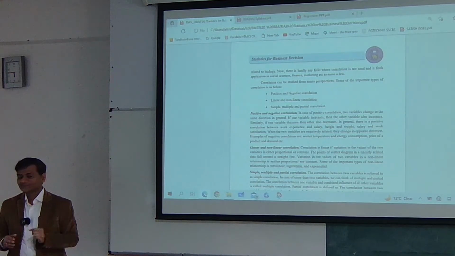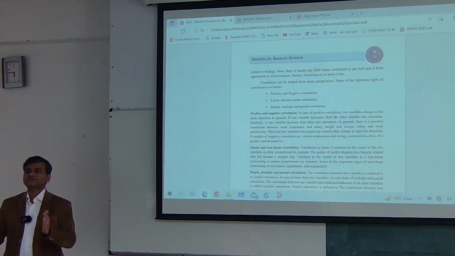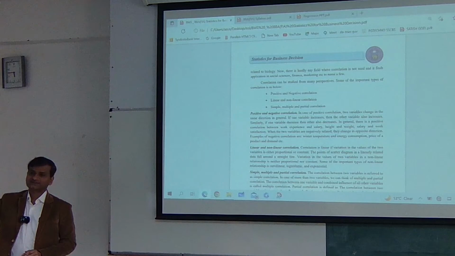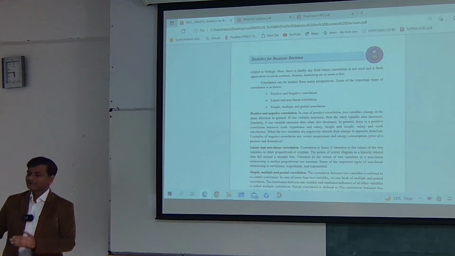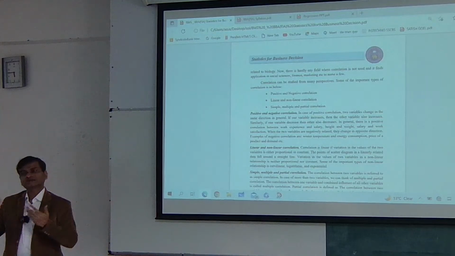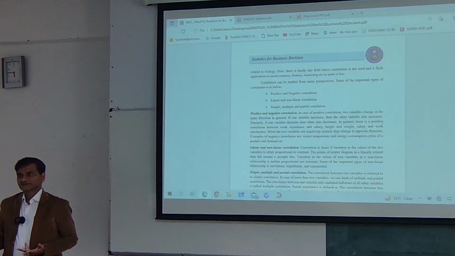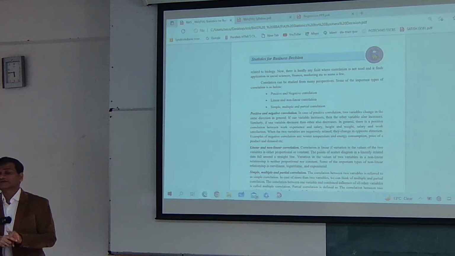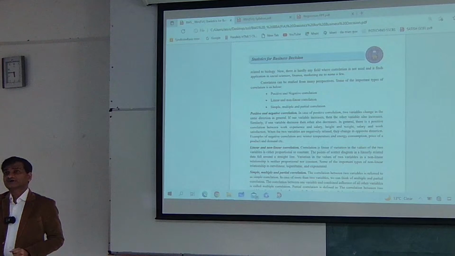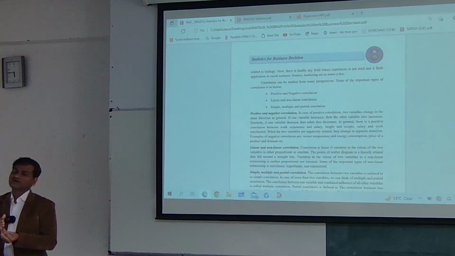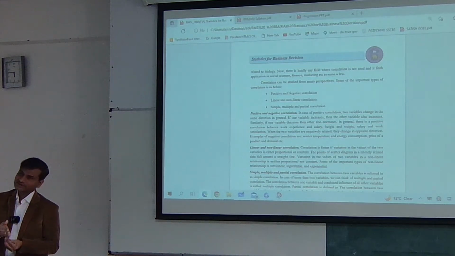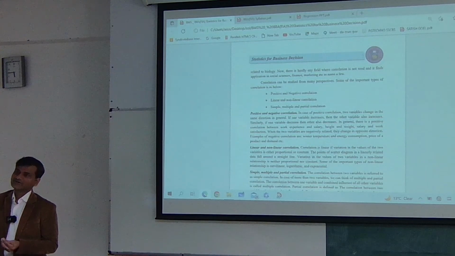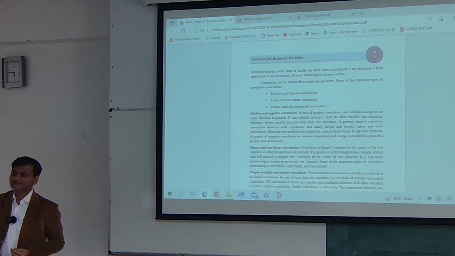Then we have simple correlation. Simple correlation means when we discuss only 2 variables, the relationship between two variables. Multiple means when we have more than two variables. And partial correlation is when there are, suppose, three variables, when demand depends upon price and budget, but we are looking only at the effect of either price or budget, keeping the other one constant. That is the partial correlation.